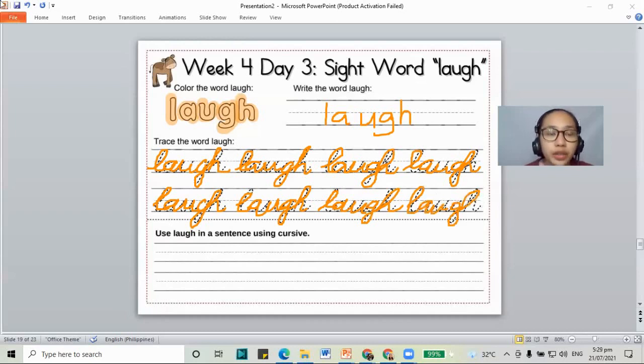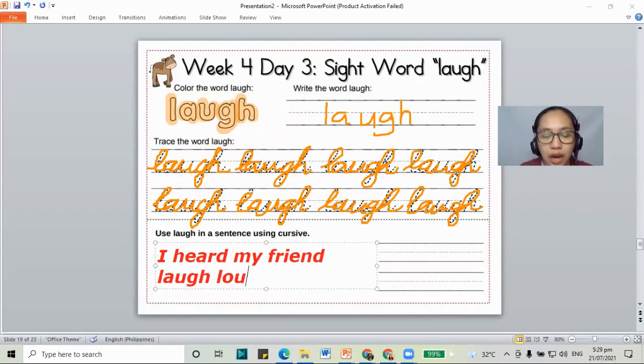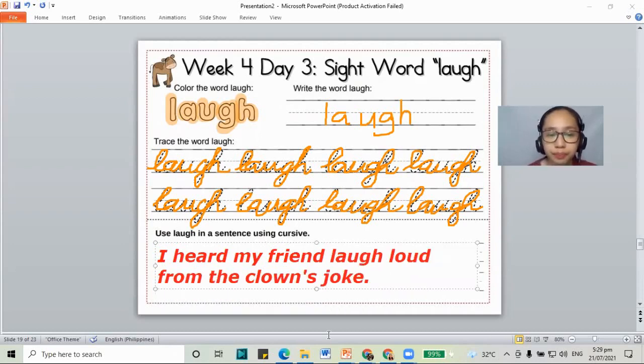How about you try to think of your sentence for the word laugh? In my sentence, I will say, I heard my friend laugh loud from the clown's joke. That's my sentence. I have the word laugh in my sentence. I heard my friend laugh loud from the clown's joke.